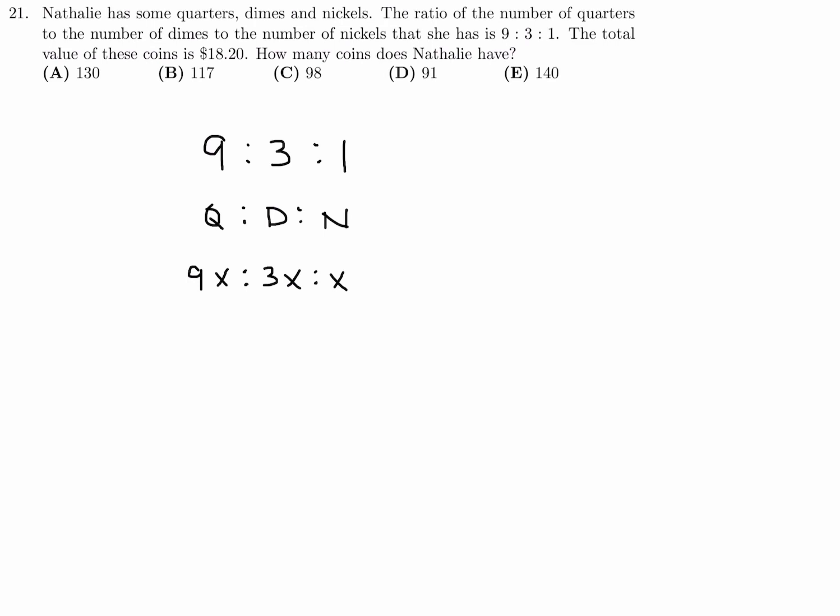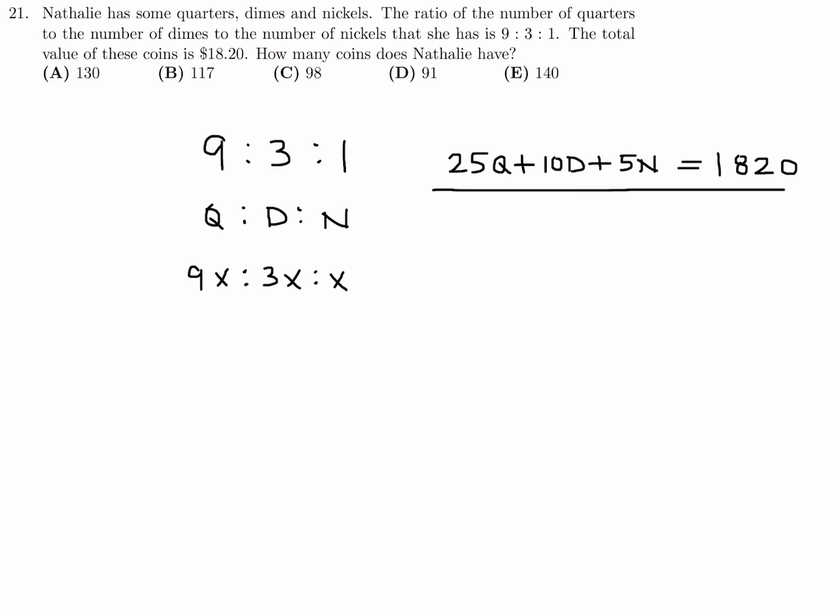Next, we have to look at the total, which is $18.20, and I'm going to convert that to cents, so 1,820 cents. And that equals 25 cents times the number of quarters, plus 10 cents times the number of dimes, plus 5 cents times the number of nickels. Correct? So, there you go. This is the equation we have to solve.